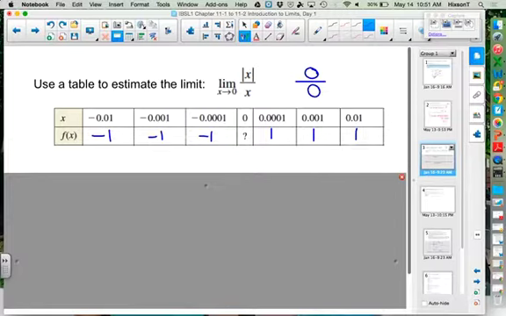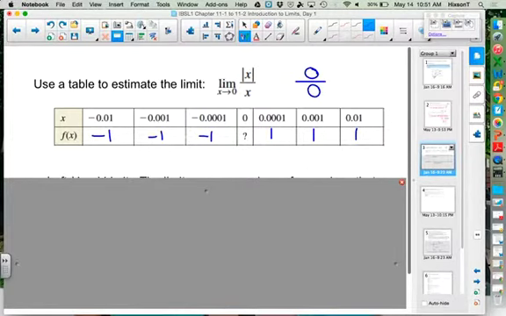If you were to graph this, it would look like this. Here's negative 1. We would have an open point here and a horizontal line to the left. And then up here we'd have positive 1, with an open point and a horizontal line going that way. So as we approach 0, what value, singular, are we approaching? We aren't. We're actually approaching negative 1 from the left, but positive 1 from the right.